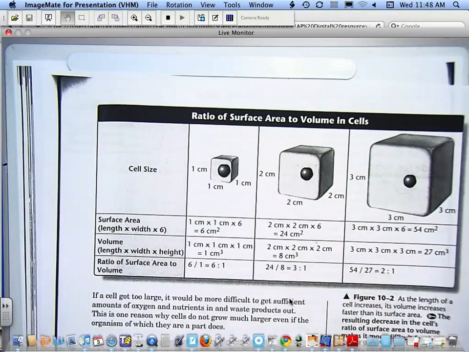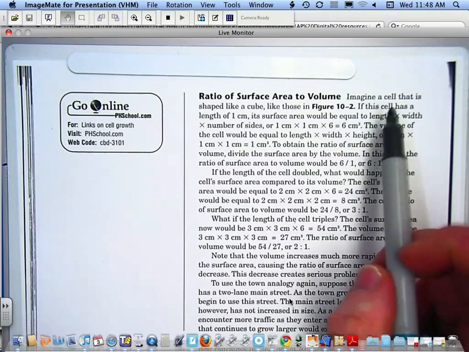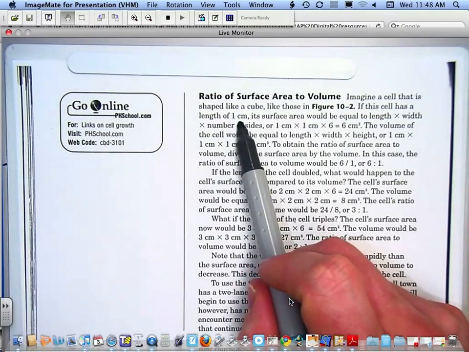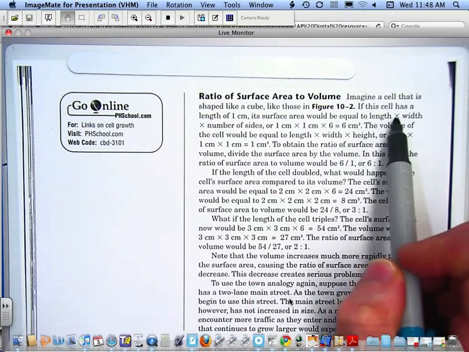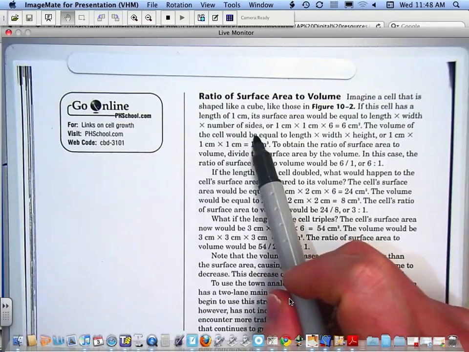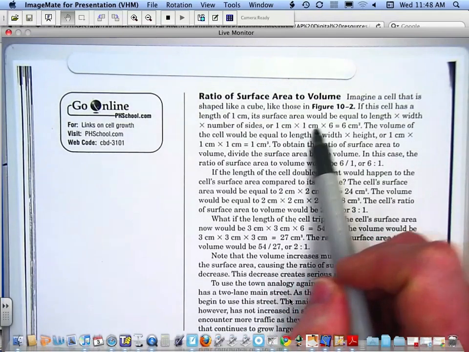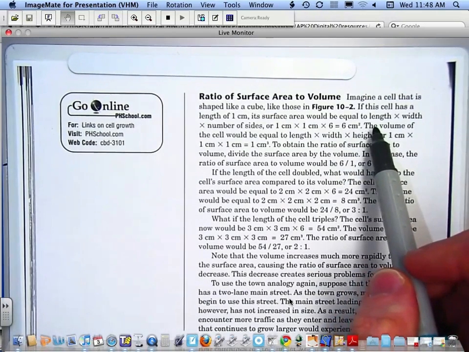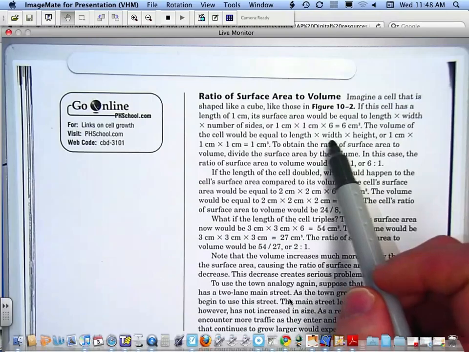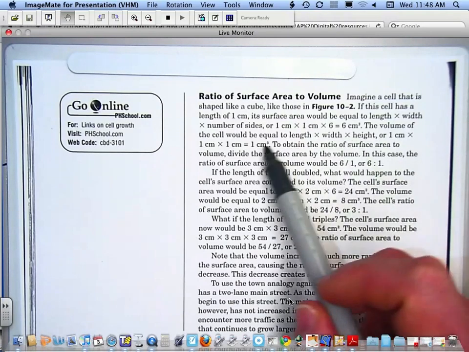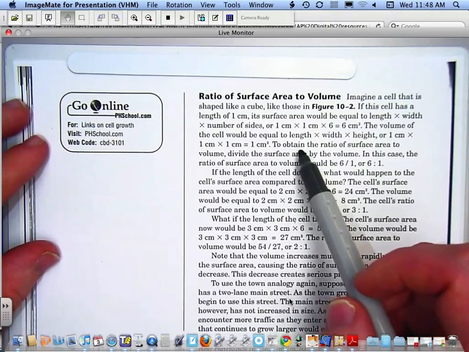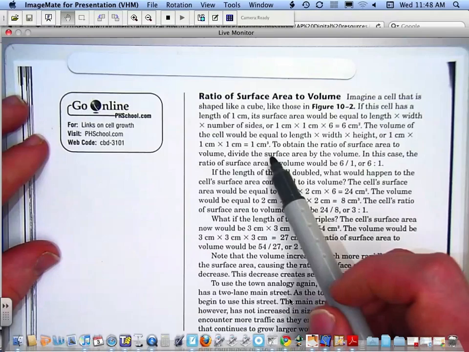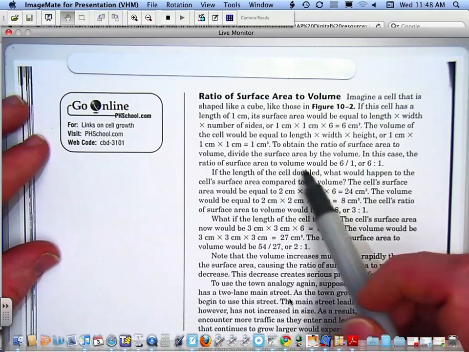Alright? Sounds okay. If this cell has a length of 1 centimeter, its surface area would be equal to the length times the width times the number of sides, or 1 centimeter times 1 centimeter times 6 is 6 centimeters squared. The volume of the cell would be equal to the length times the width times the height, or 1 centimeter times 1 centimeter times 1 centimeter is 1 centimeter cubed. To obtain the ratio of the surface area to volume, divide the surface area by the volume. In this case, the ratio of surface area to volume would be 6 to 1.